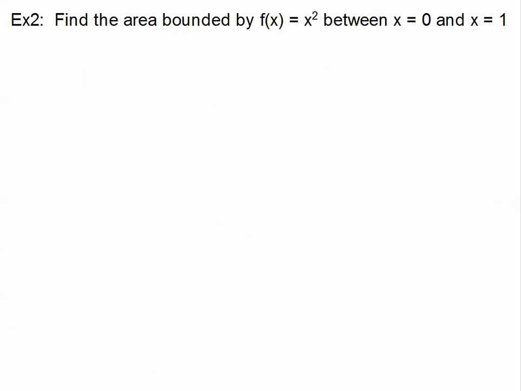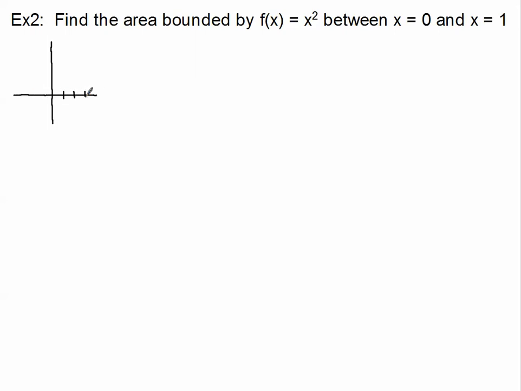Here we go. Example 2. Find the area bounded by the curve f of x equals x squared, simple parabola, between the vertical lines x equals 0 and x equals 1. I think the first thing we should do is just draw a quick sketch of this curve. Let's just see what we're talking about here. I'm just going to draw a quick sketch.